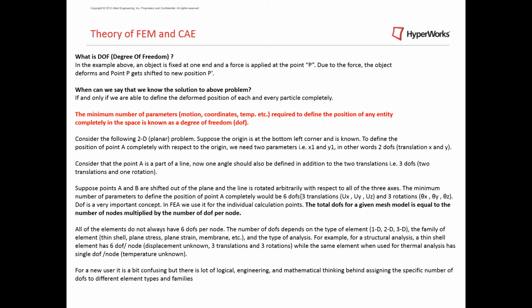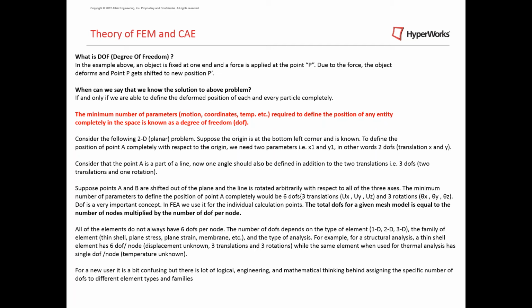Consider the following 2D planar problem. Suppose the origin is at the bottom left corner and is known. To define the position of point A completely with respect to origin, we need two parameters, that is x1 and y1, and in other words 2 DOF, translation x and y. Consider that the point A is a part of line. Now one angle should also be defined in addition to two translation, that is 3 degrees of freedom. Suppose point A and B are shifted out of plane and the line is rotated arbitrarily with respect to all the three axes. The minimum number of parameters to define the position of point A completely would be 6 degrees of freedom, that is 3 translation and 3 rotation.